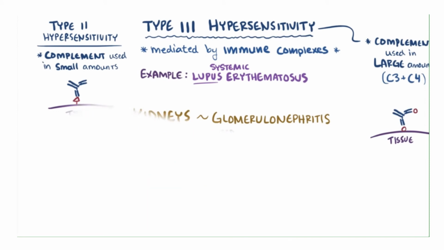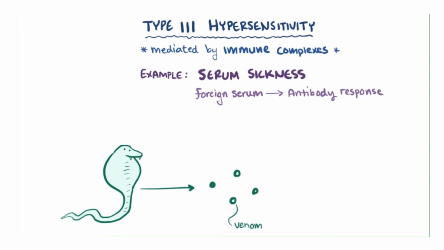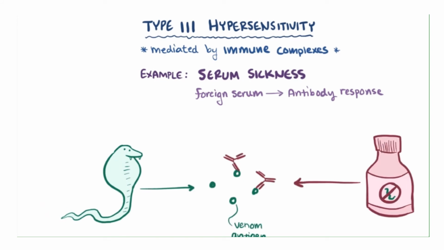Now, another example of a type 3 hypersensitivity reaction is serum sickness, which typically happens when a patient receives foreign serum and elicits an antibody response against those foreign antigens. A classic example would be to get bitten by a snake and then get serum with anti-venom antibodies. In response, the body would make some antibodies against the anti-venom antibodies.